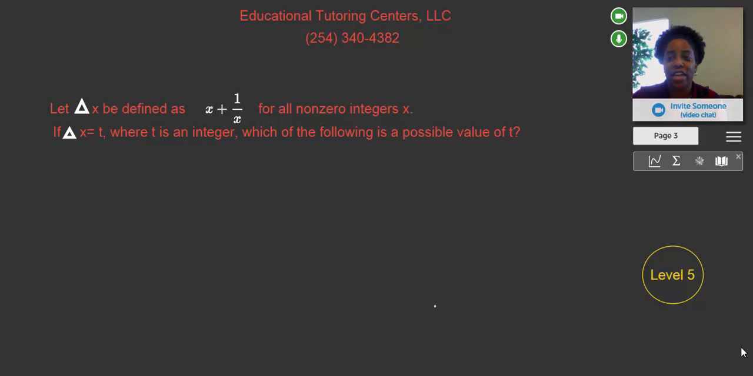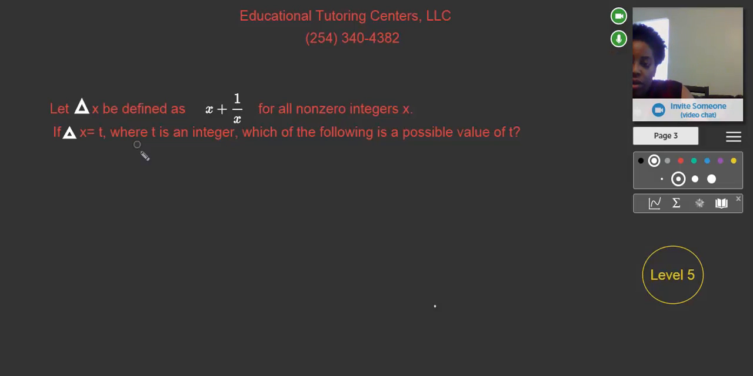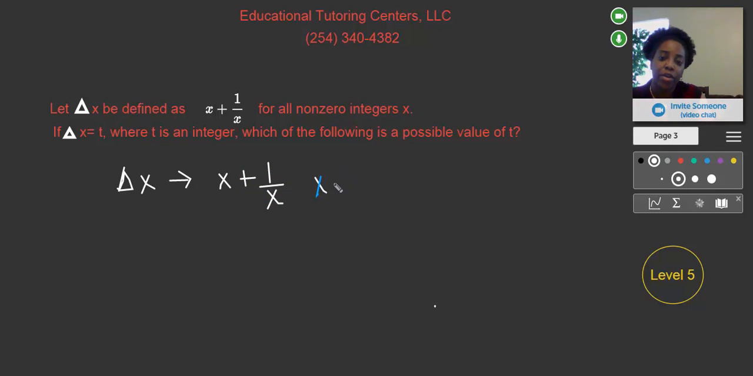So the problem says let delta x be defined as x plus 1 over x for all non-zero integers. So let me write this out as I go along. So delta x, and this delta x doesn't mean the change of x, such as if we were doing slope or if we were working on something in a calculus course. So x plus 1 over x, okay, and we know that x is a non-zero integer, so it's any integer other than 0. And the second part says if delta x equals t, where t is an integer, which of the following is a possible value of t?